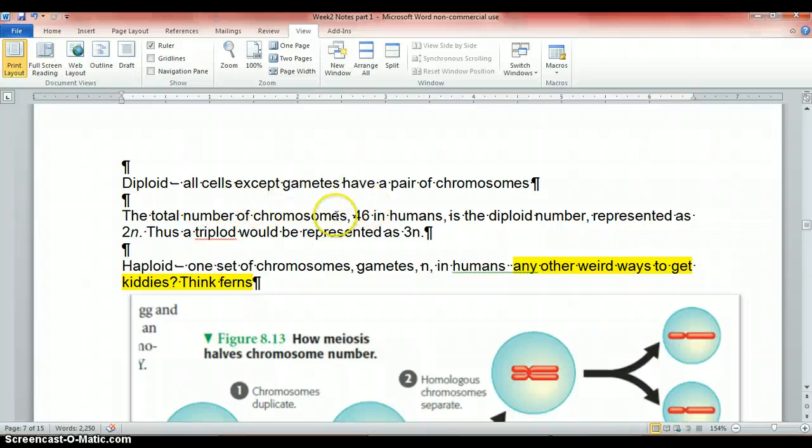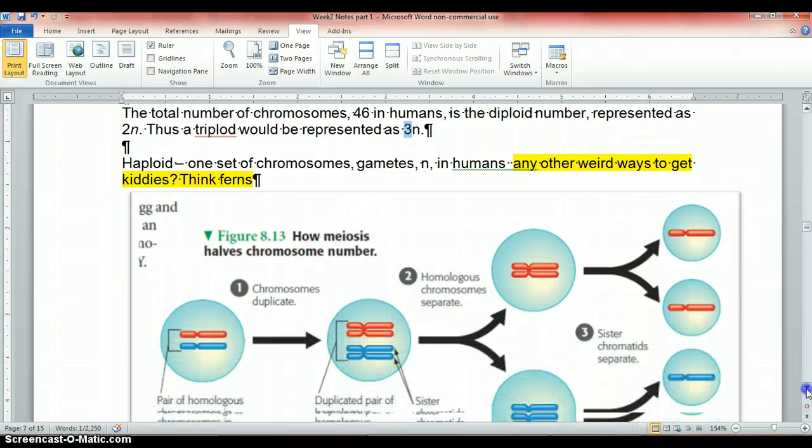But normally, the rest of your body already has the 46. The total number of chromosomes is 46 in humans. It's a diploid number. This is represented 2N. And thus, a triploid would be represented as 3N. If you had a tetraploid, 4N. Haploid means one set of chromosomes, right? So our somatic chromosomes are diploid. Our gametes are haploid. This is just called N.